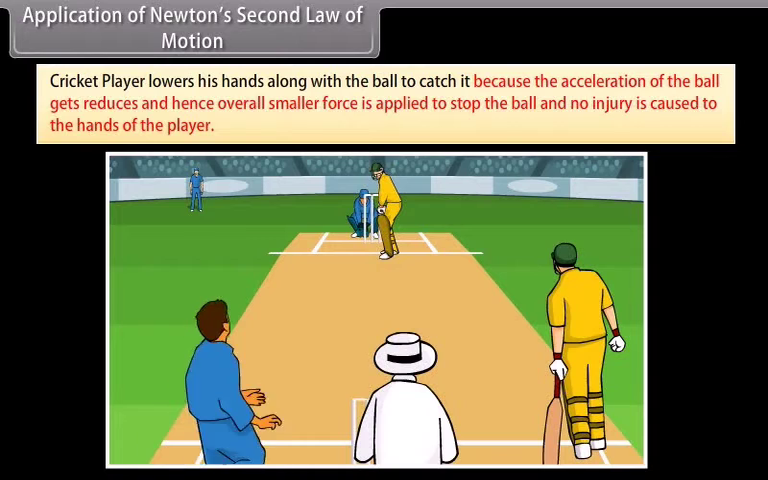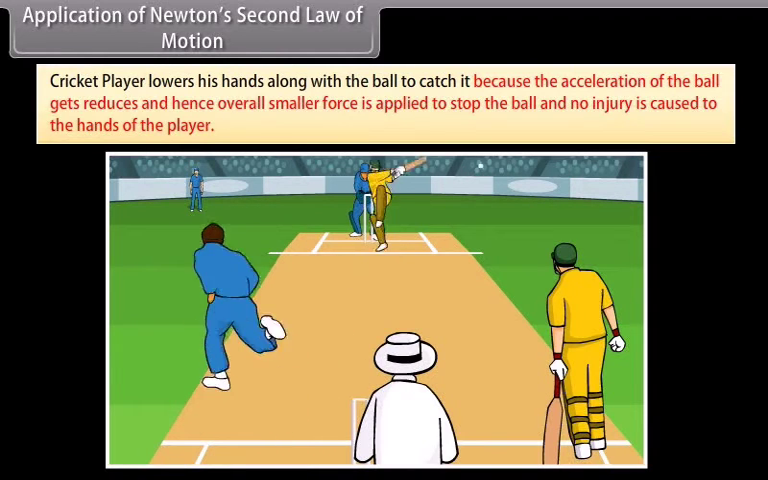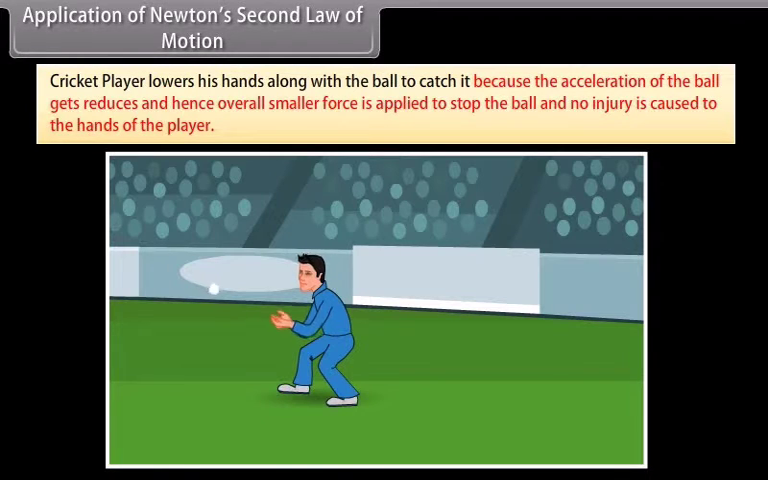Application of Newton's second law of motion. A cricket player lowers his hands along with the ball to catch it because the acceleration of the ball gets reduced, and hence an overall smaller force is applied to stop the ball and no injury is caused to the hands of the player.